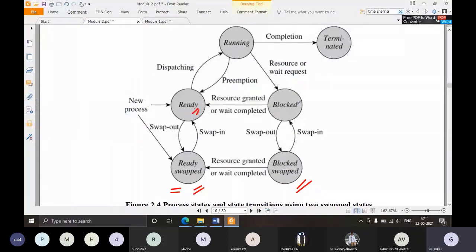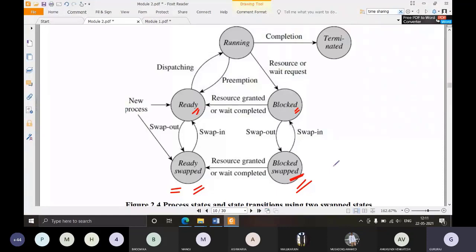Same thing will happen here also. Blocked: let's say the process is in blocked state, that is, it is waiting for an event or a resource request. In such a case, suppose it is swapped out. Then it will be changed to a state known as blocked swapped. So these two are extra states that are created, which are suspended states.